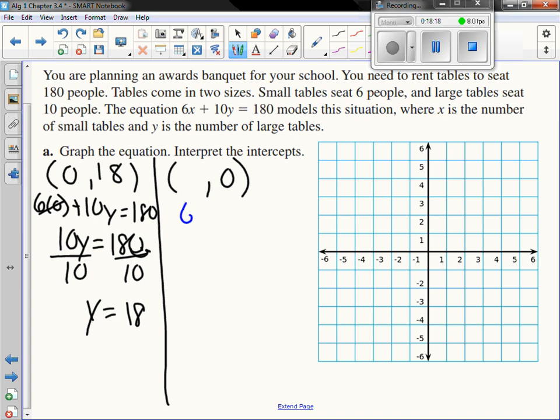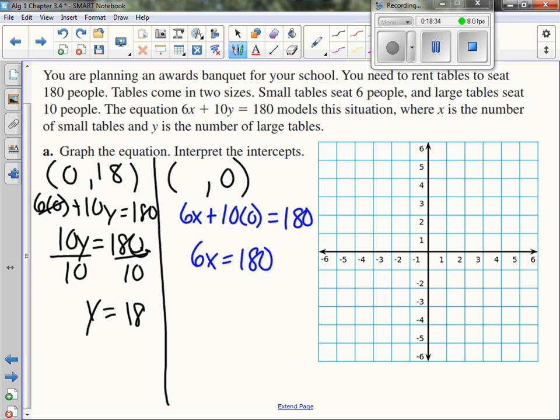Now we have to do the same thing, but this time we're plugging in 0 for y. We did the x first, so we'll have to do it in both. We have to do one equation where we plug in 0 for y and one for x. This time here, we're going to divide both sides by 6. So we get x is equal to 30. Well, that graph does us absolutely no good.